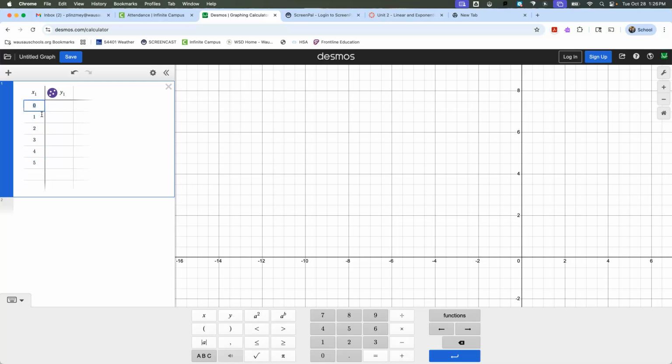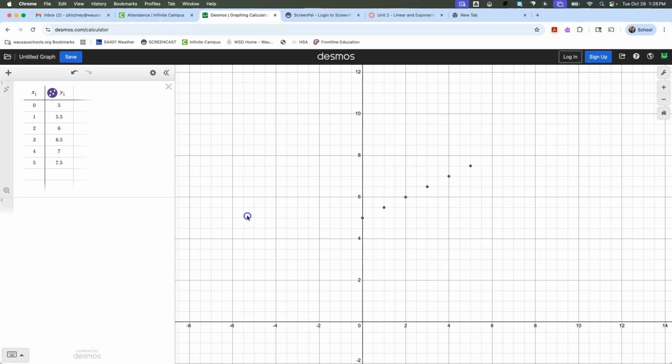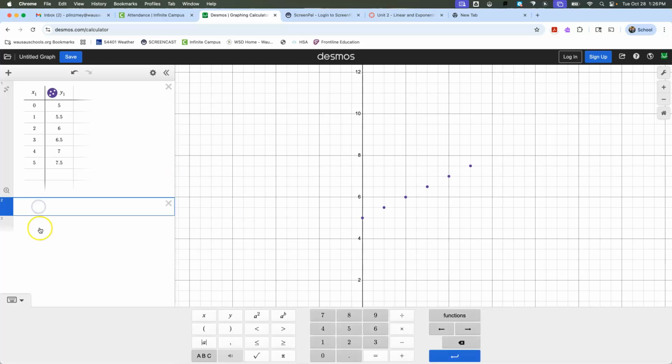We only went to 5 years? Okay. And we started at 5, and then we went to 5.5, then we went to 6, then we went to 6.5, then we went to 7, then we went to 7.5, right? Okay, I love it. So there's that one. Then we said that this was y equals 0.5x plus 5. Hits them all. Love it.